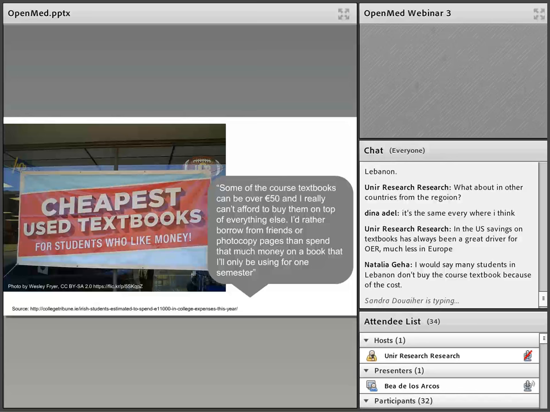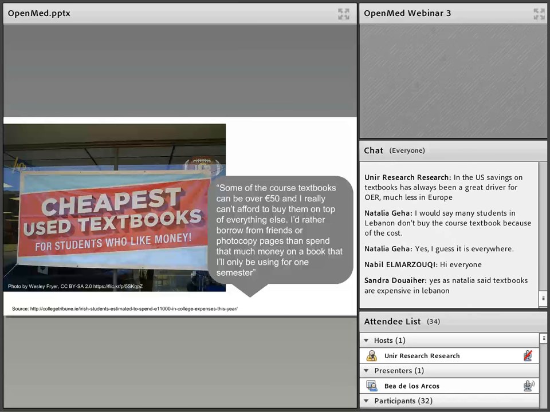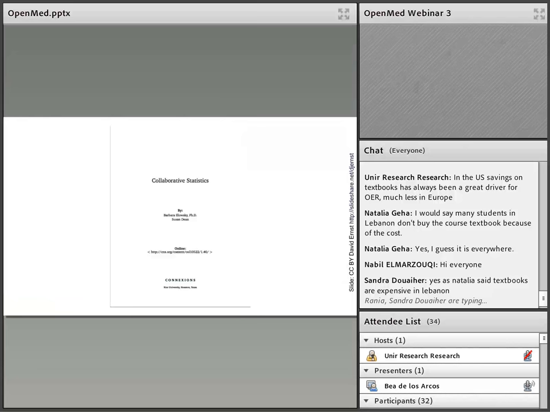But what I want to do is not bring you the story of open textbooks as saving money, because it varies a lot from country to country how much students spend on textbooks. What I would like to highlight is what you can do with an open textbook, because exactly it's open.